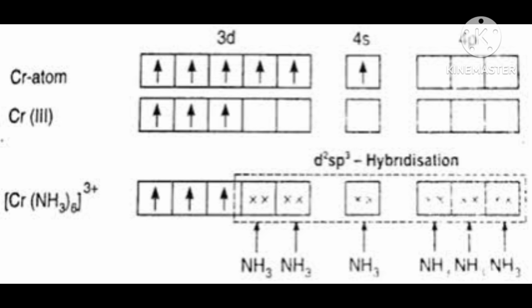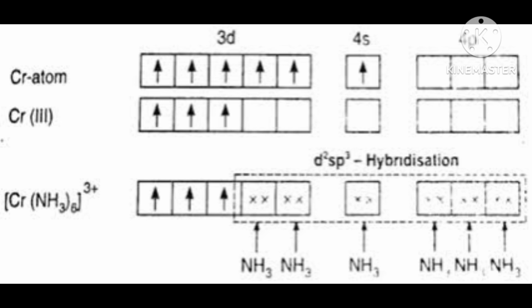Then you can see what will happen. This time hybridization will take place with 4d, which means outer, not the inner, outer. Then this time again it will form sp3d2. Now d you are writing at the end, d2. It became 6. Then all 6 are empty.